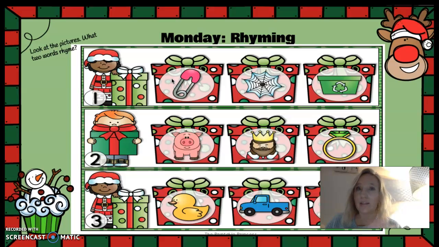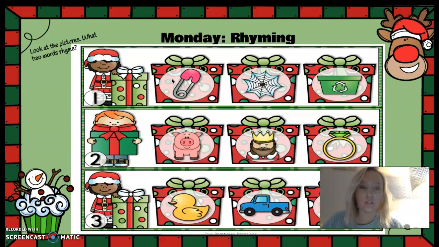For example, cat and bat. They rhyme because they both have the short a vowel sound, right? And then they both have the t sound at the end. At, bat, cat.